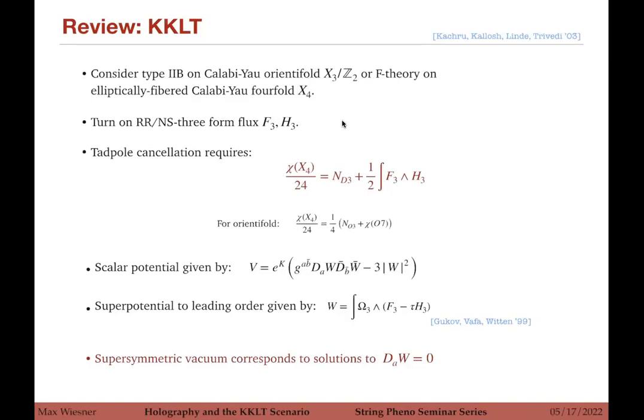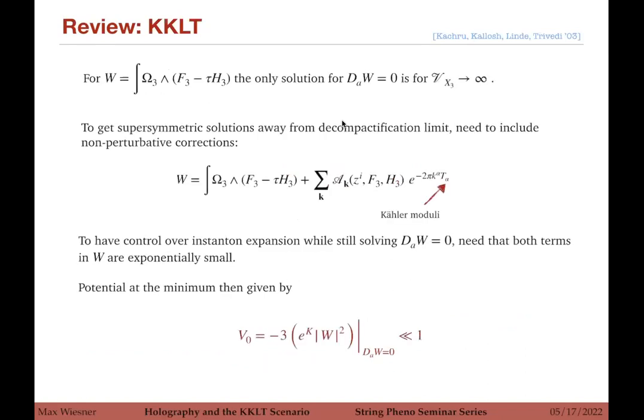I think, well known at this point. And here we have essentially the superpotential, which at leading order is given by the Gukov-Vafa-Witten superpotential that is essentially induced by the fluxes that we turn on in our internal geometry. And since the AdS vacuum required for KKLT-like scenarios should be supersymmetric, we should solve the supersymmetry equation, i.e. the F-term equations, which is just that the scalar covariant derivative of the superpotential vanishes.